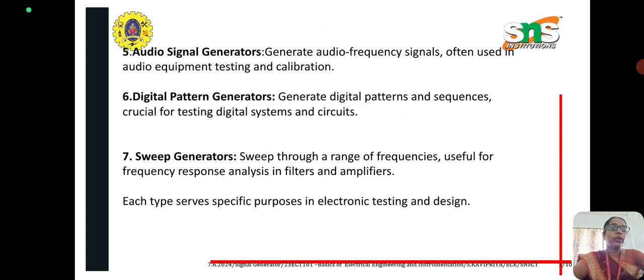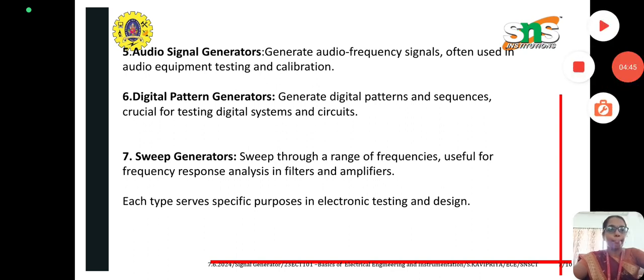And next, the fifth type of signal generator is an audio signal generator. It generates audio frequency signals. It is often used in audio equipment for testing and calibration. Sixth type is a digital pattern generator. It generates digital patterns and sequences. It is crucial for testing digital systems and circuits.